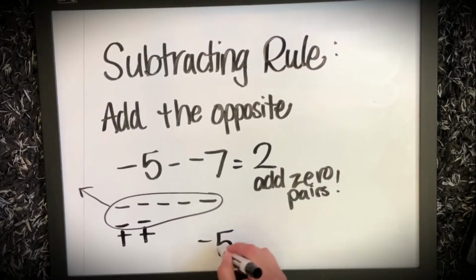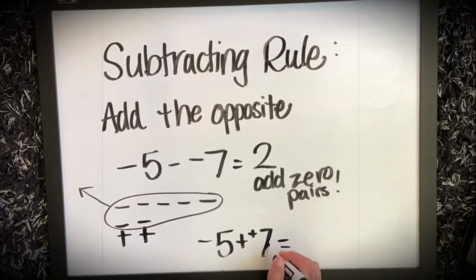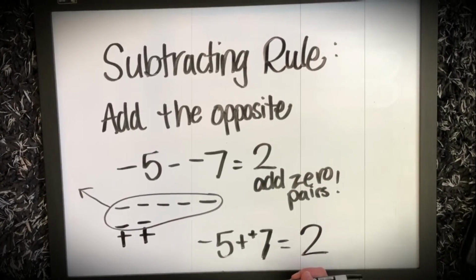This is one reason we will always change the subtraction problems to adding the opposite sign of the second number. -5 plus +7 is a battle, and the good guys win by 2. Same result.